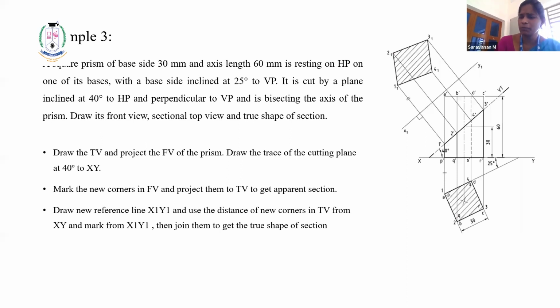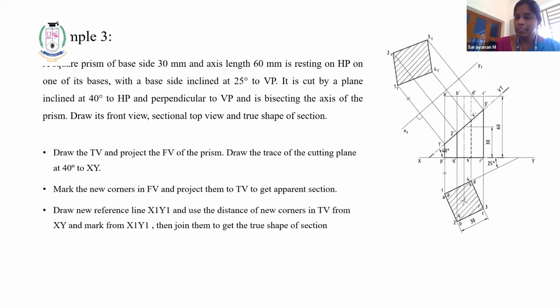Already I told you the bottom face will be visible, and the top face will be visible. The size of the square prism is 30 mm. For 30 mm size, draw the square and then mark the top face as well as the bottom face, project it towards the XY line and then draw the front view. The front view will resemble the height of the prism.